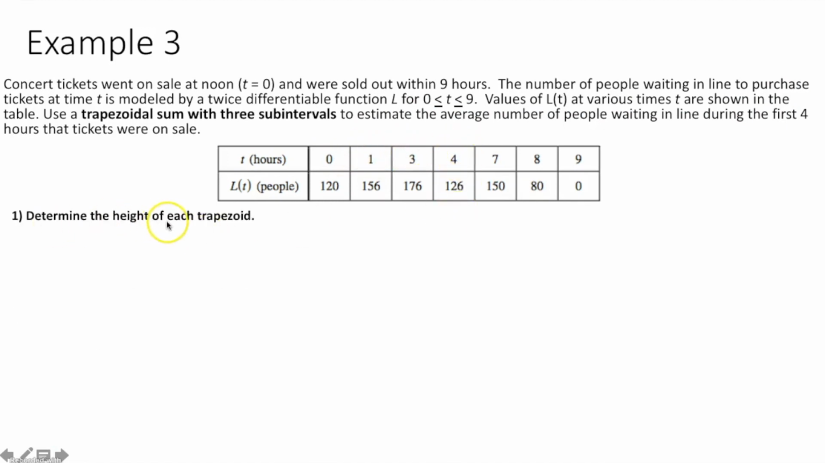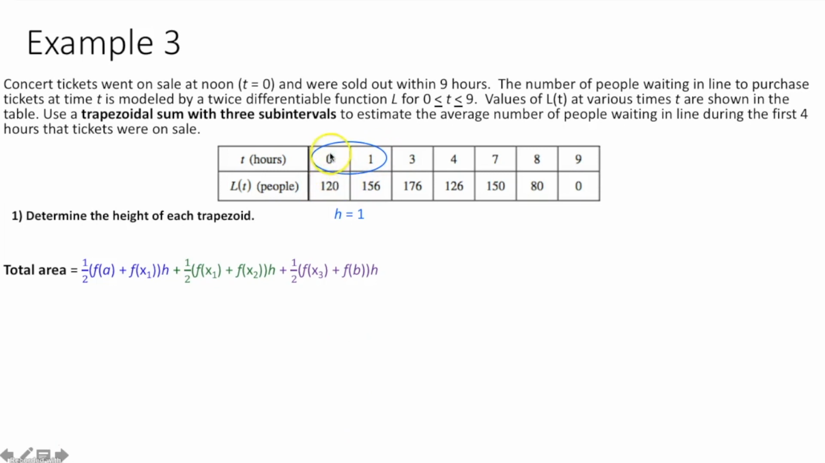We first determine the height of each trapezoid. Here's the thing. Anytime it gives you a table, the height of each trapezoid could be different. You can't use h is equal to b minus a over n because you have a table. You don't have a function. So here's what we do. 3 subintervals, right? So we have 3 different trapezoids. The first trapezoid is going to have a height of 1 because our height is on the x-axis. So from 0 to 1, that's going to be our first subinterval.